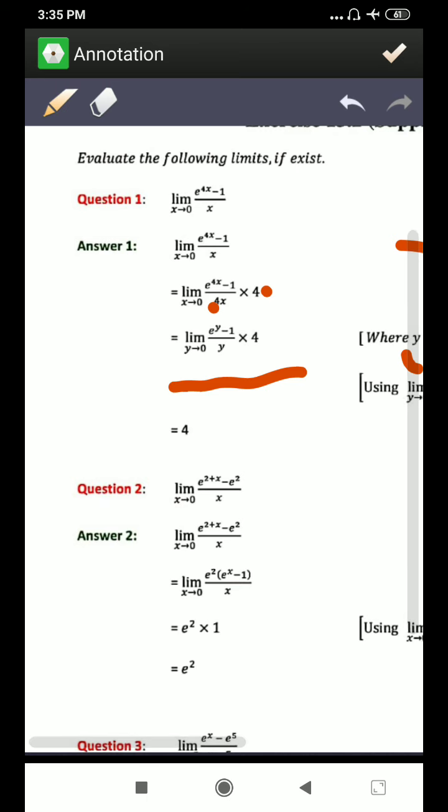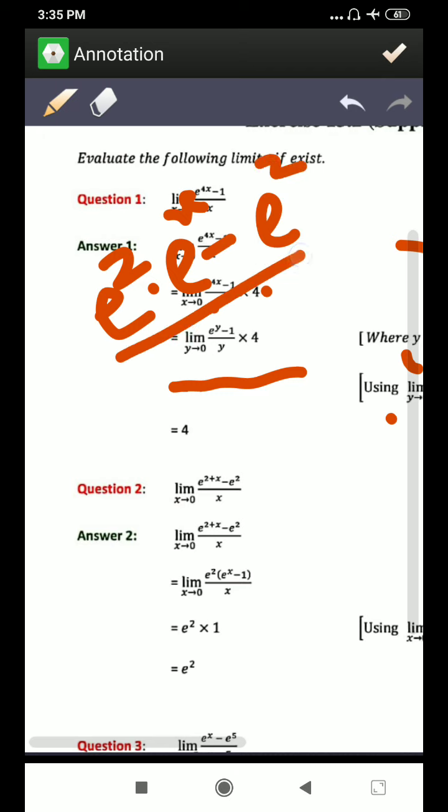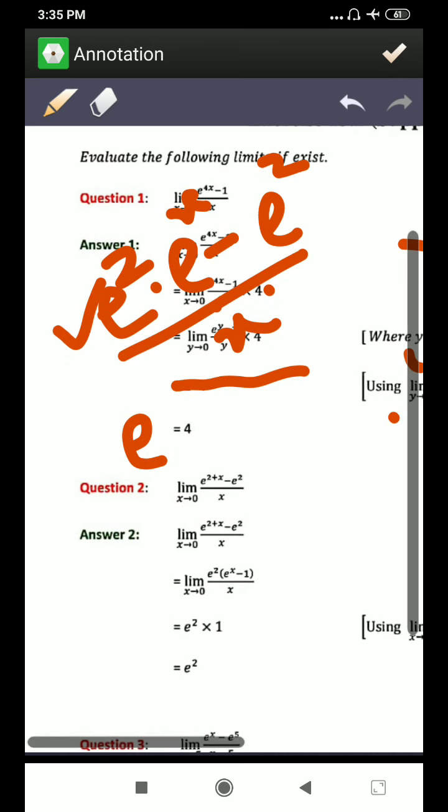Now come to the next question, number 2. It is given e raised to power 2 plus x minus e square upon x. You just take e square as common, because e raised to power 2 plus x is nothing but e raised to power 2 into e raised to power x. So it will become e raised to power 2 into e raised to power x minus e raised to power 2 in the numerator, divided by x in the denominator. So you can take this e square common throughout, and this e raised to power x minus 1 upon x, limit x tends to 0, will become 1. So your answer is e square into 1, so it will be e square only.